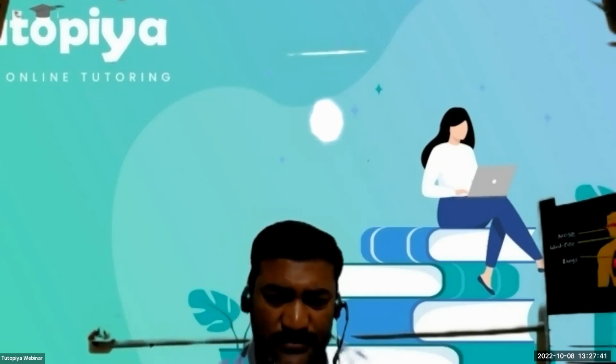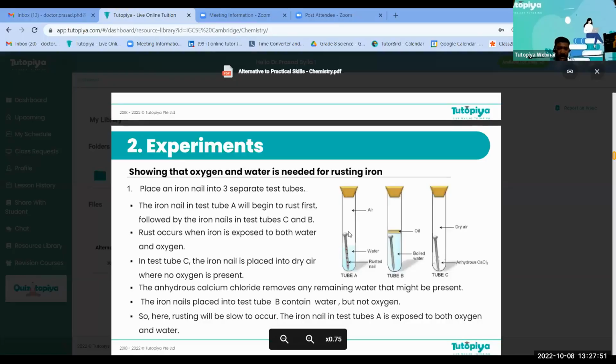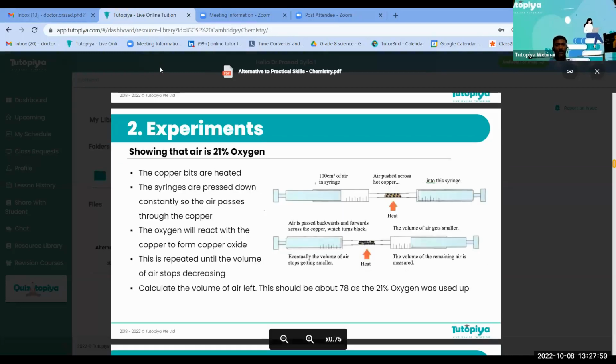Okay, now let's go back to the next activity here. Now, this is an experiment to prove that air has 21% of oxygen. Okay, you know, air is a mixture of various gases, but the most important gases which are in the largest proportion.